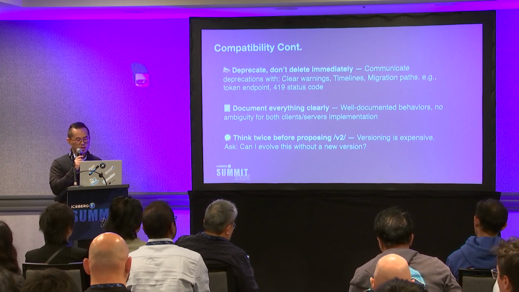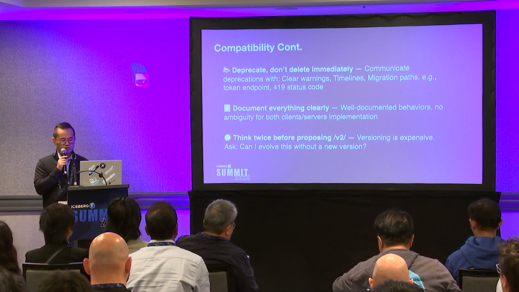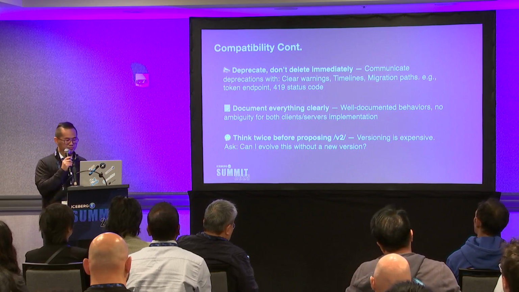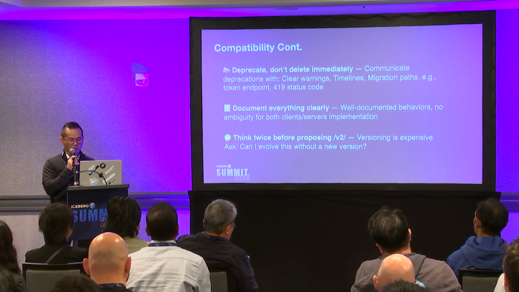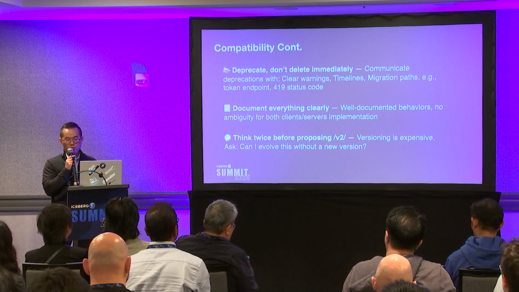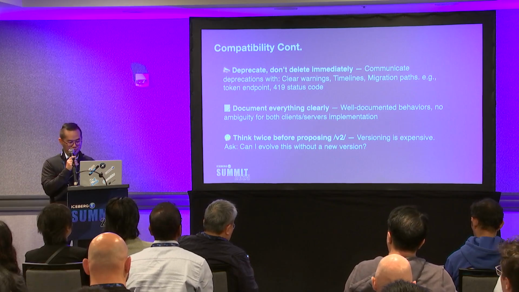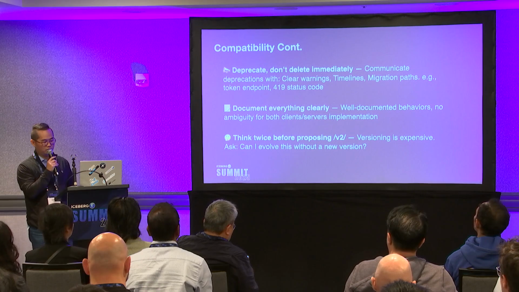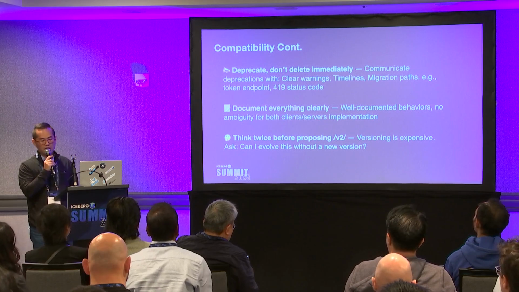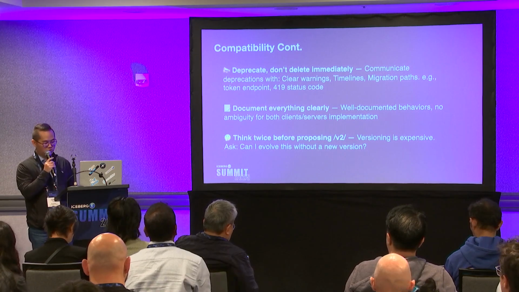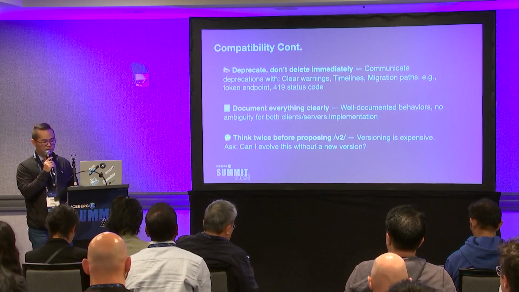some migration paths. And another good practice is we document everything clearly in the REST spec, because we don't want ambiguity for both clients and server-side implementations. One example is the 419 status code. It happened in the community that some Python clients actually relied on that for retry, but it's not a mandatory status code. It's not reliable to base on. We're trying to document it well so that no client is relying on that.